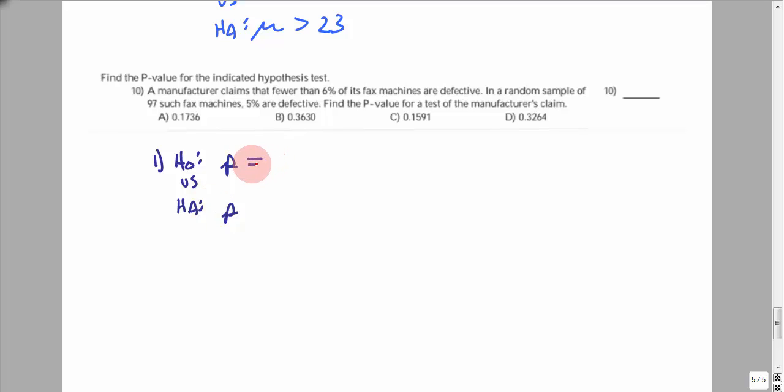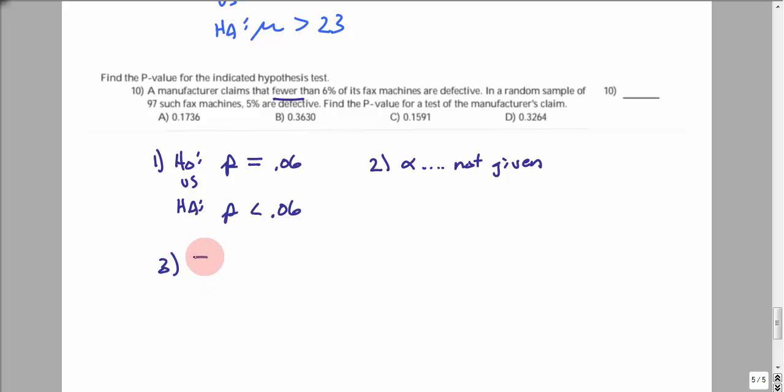So again, H0 always has the equal sign. Now this one says fewer than, so that's less than, and 6% is 0.06. So here's my H0 and my HA. Now on this one, alpha, our level of significance, is not given because they're not asking us to make a decision, they're just asking us to basically find our p-value. So for this example, alpha is not given because we don't decide anything at the end.